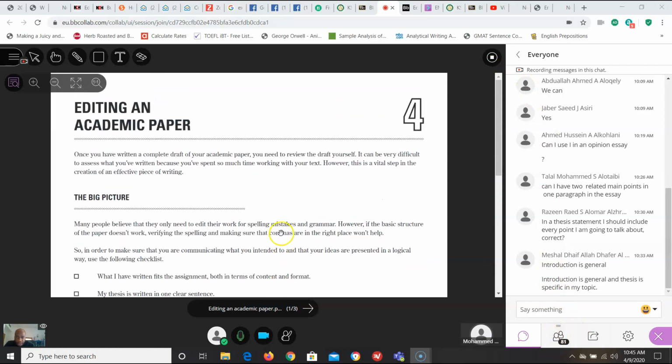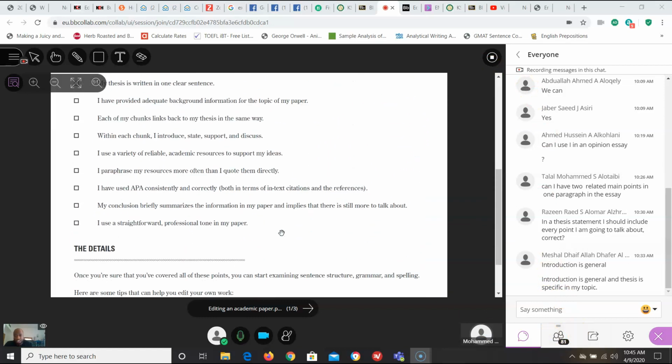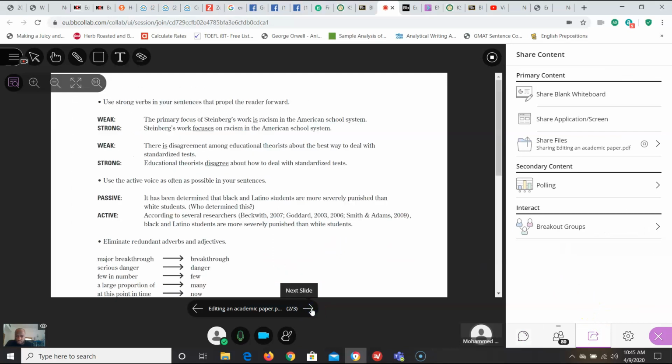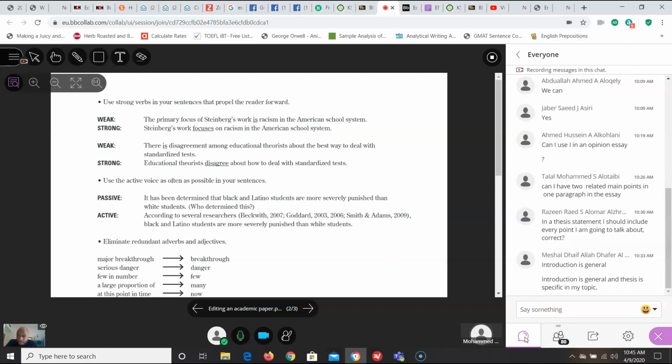Let me stop there on that first page, because that first page is just awesome when you're looking at editing your paper. Are there any questions so far about editing your paper? Any questions? No questions? All right.